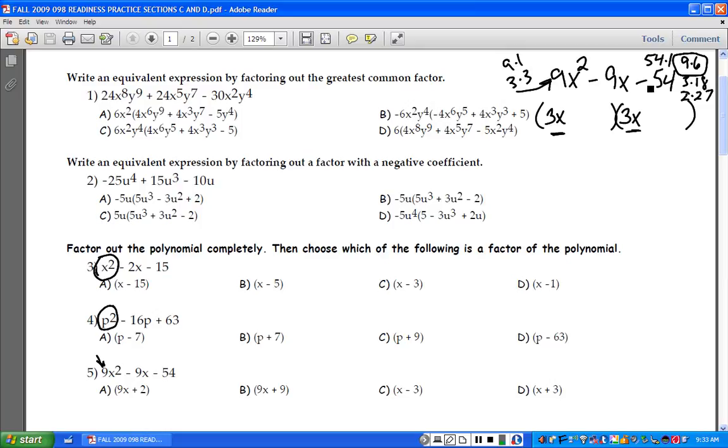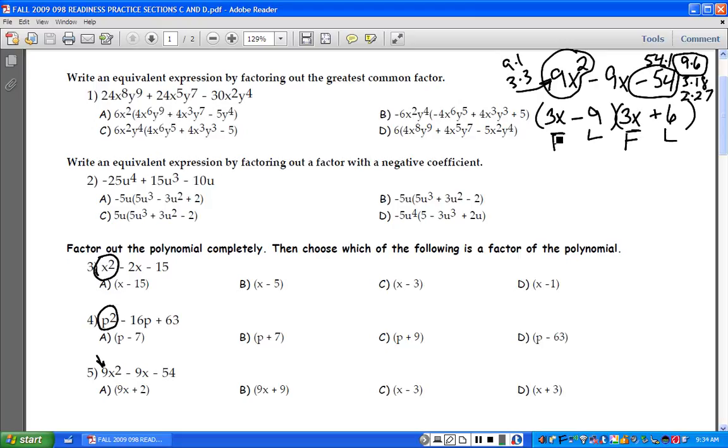So we want a negative 54, so we can try negative 9 times a positive 6. We know in order to get a negative 54, one of the two factors has to be negative and the other has to be positive. So we have our first times our first gives us our first term, 3x times 3x. It gives us 9x squared, so that's good. Then we have our last, which is a negative 9, times our last, which is a positive 6. Negative 9 times a positive 6 does give us a negative 54, so we're good there.